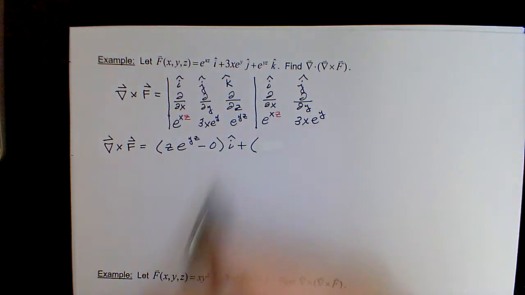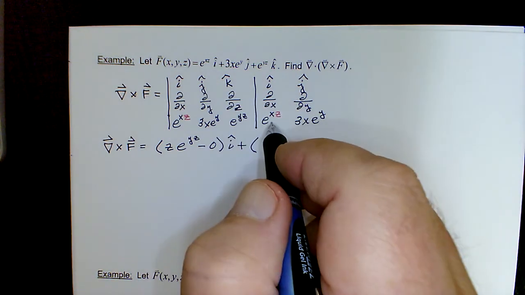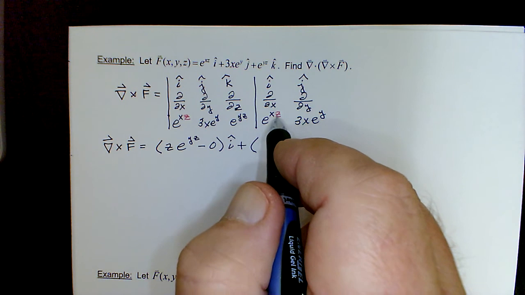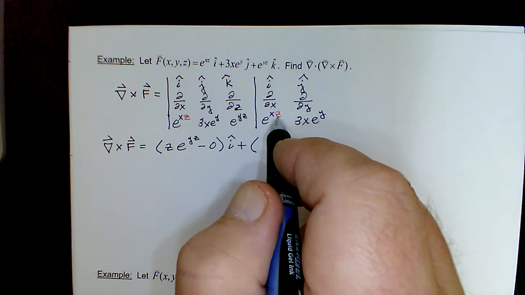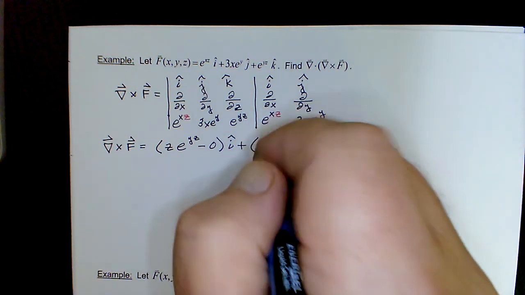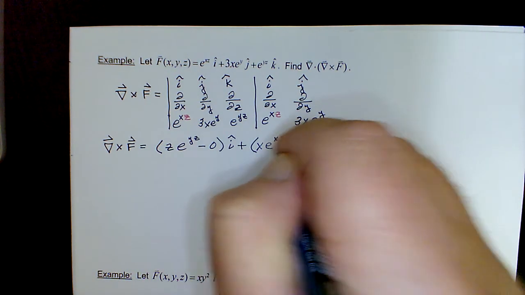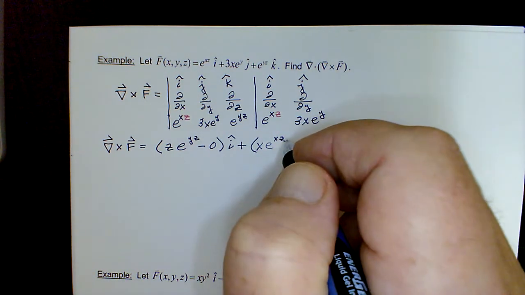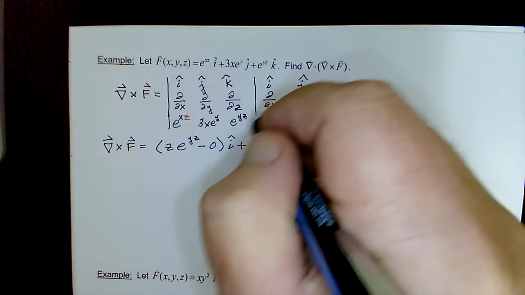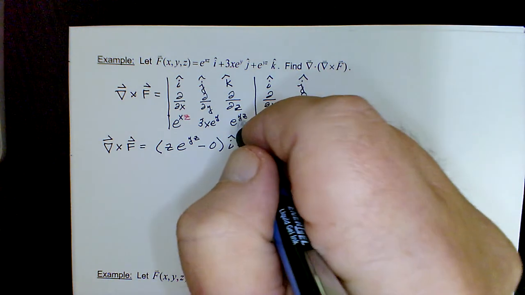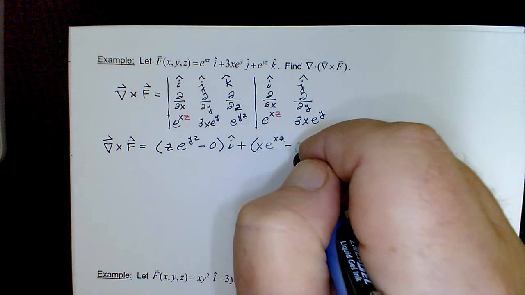because we have partial with respect to z of e to the xz. So x is held as a constant. Derivative of z is 1. So 1 times x is x. So x e to the xz. And then minus, here's the negative j diagonal, partial with respect to x of e to the yz.